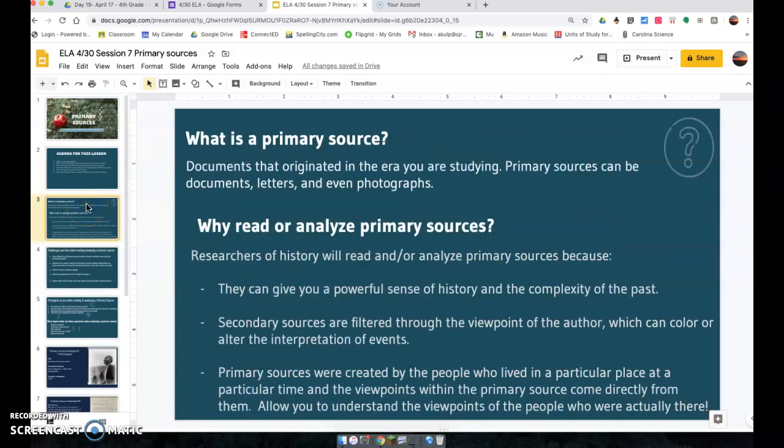So to start, what is a primary source? Well, a primary source is a document that originated in the era you are studying. Primary sources can be documents, letters, and even photographs. Why even read or analyze a primary source? You might be wondering that.